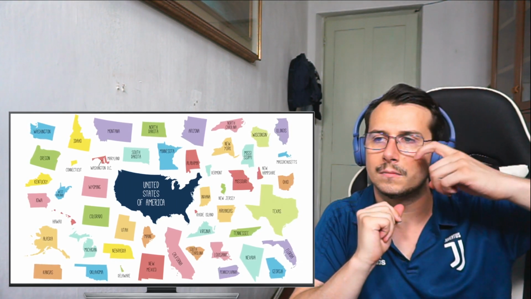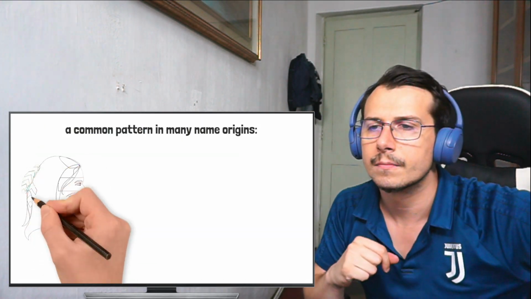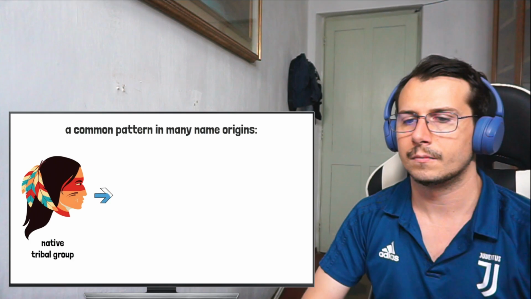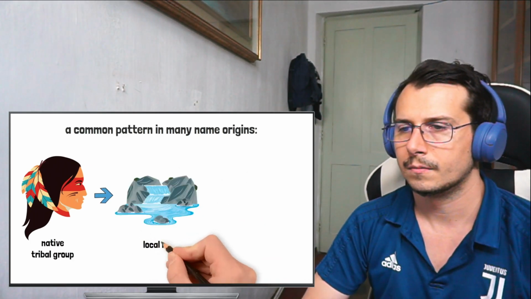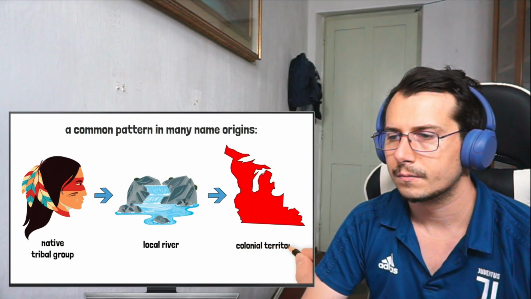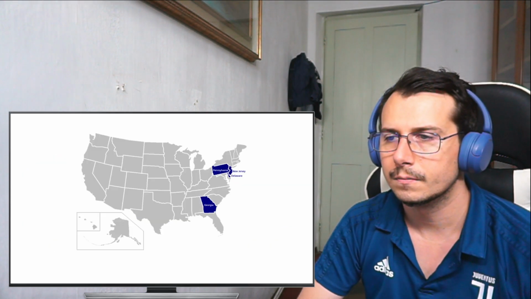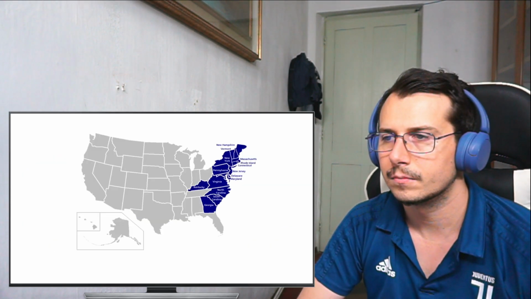The origin of the names varies a lot, depending on each state, as we'll see now, but there is a somewhat common pattern in many of them, having the initial origin in a native tribal group of the region that led to the naming of a local river, then to a colonial territory that shared the name with the river, and then transitioning into statehood. So now let's go one by one and understand the known or predicted origin of each state.